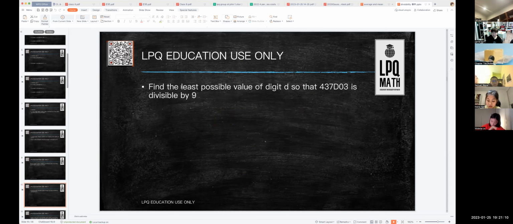Find the least possible value of digit D so that 437D03 is divisible by 9. Okay, least possible value. 最小的.